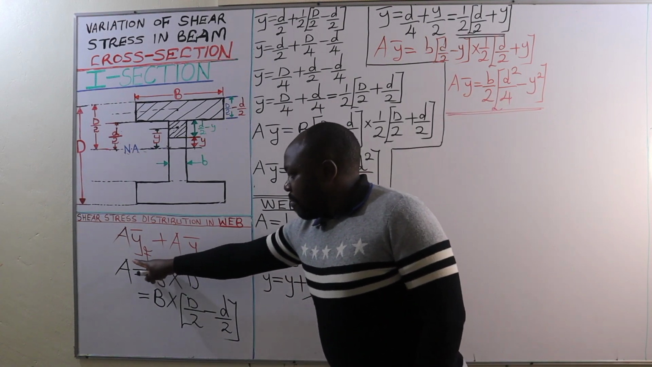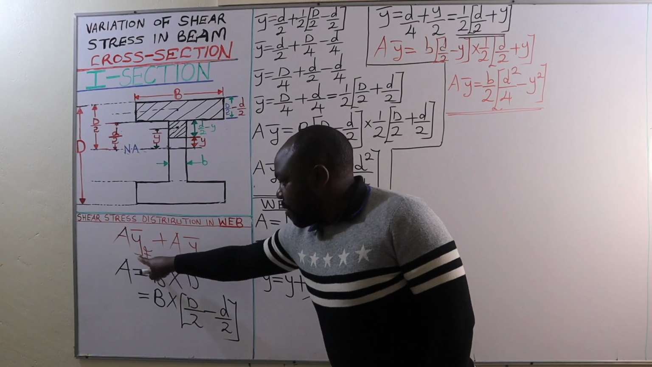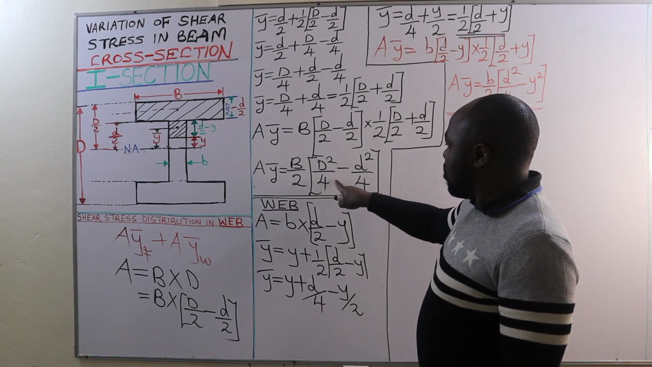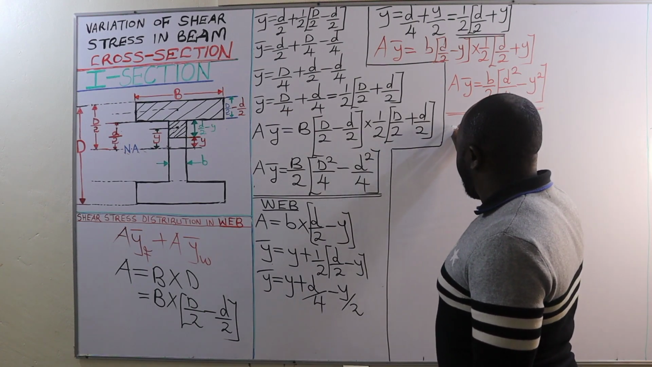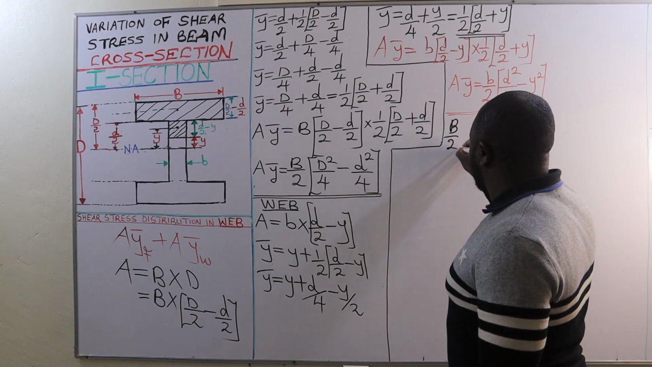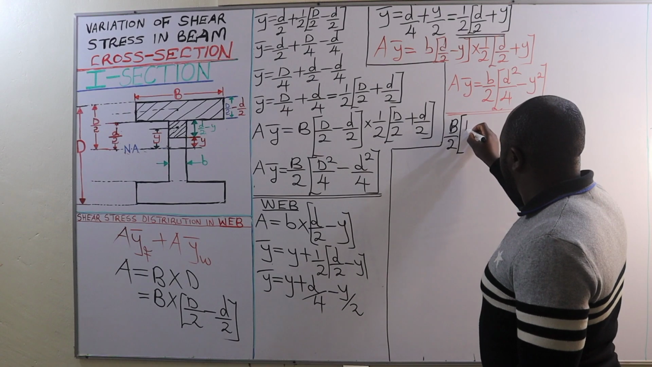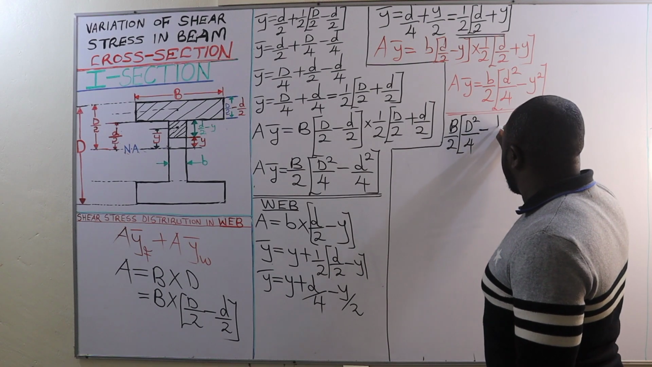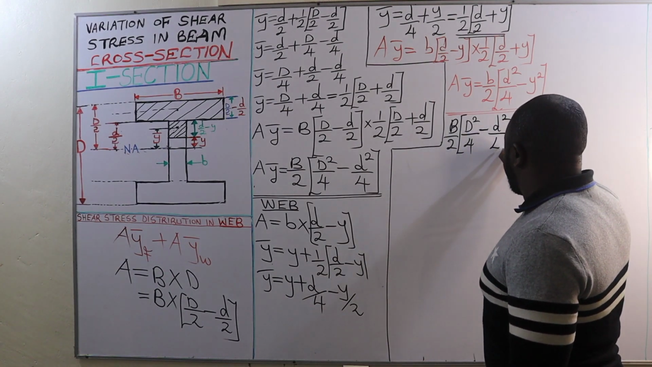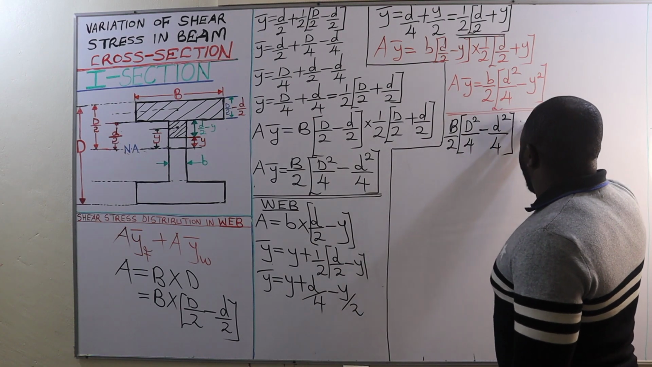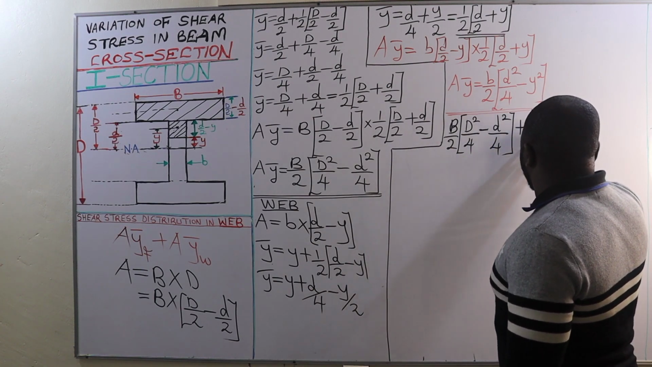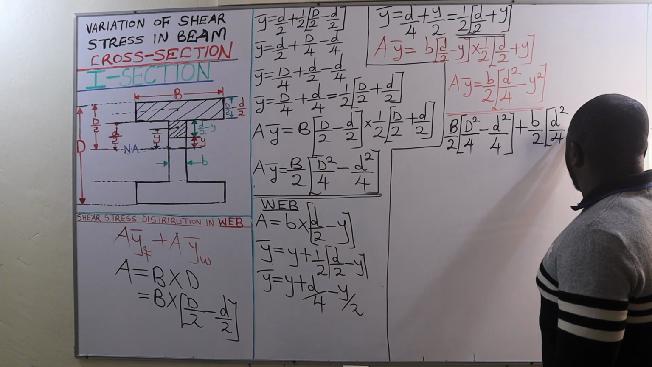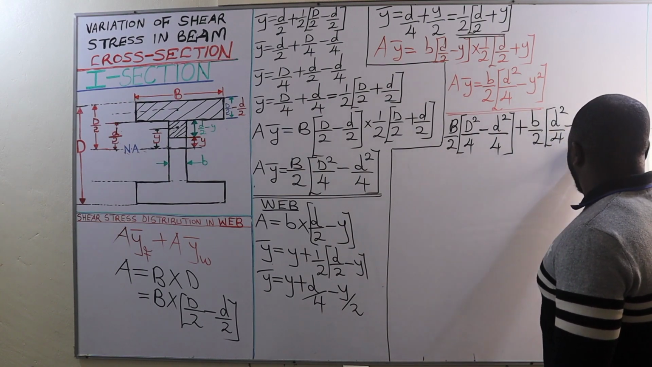Now, adding the two, A bar y for the flange plus that of the web, we are going to have b over 2 into d squared divided by 4 minus d squared divided by 4, plus b over 2 into d squared over 4 minus y squared.